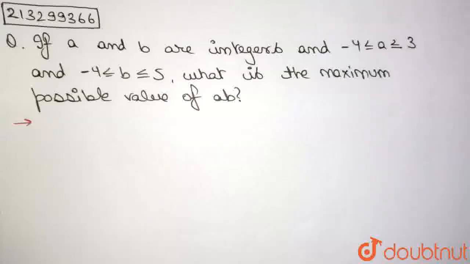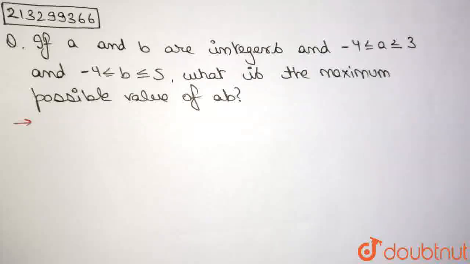Hello friends, welcome. The question states, if a and b are integers and -4 ≤ a ≤ 3, and -4 ≤ b ≤ 5, what is the maximum possible value of a into b?